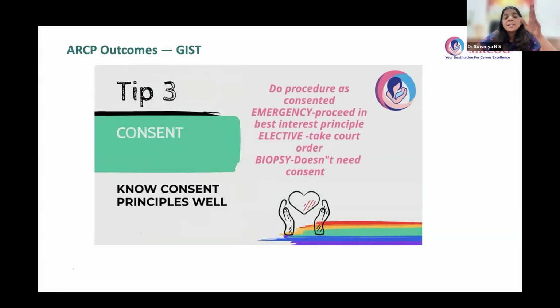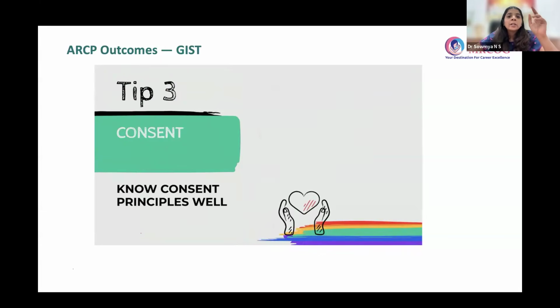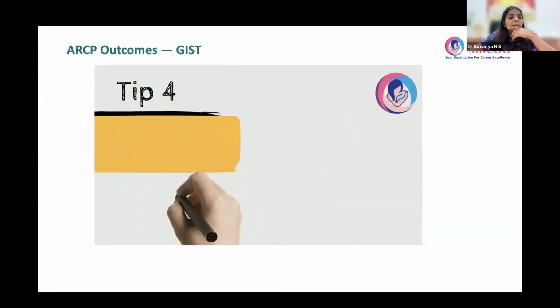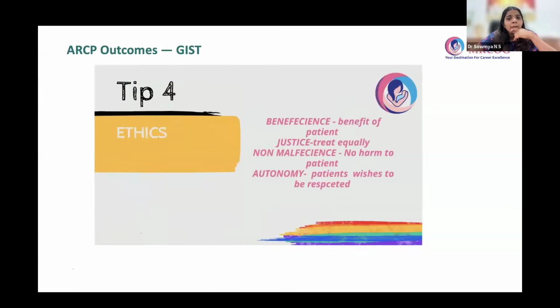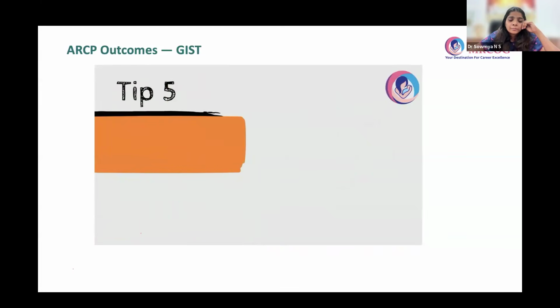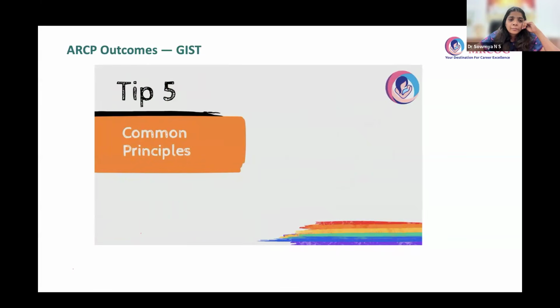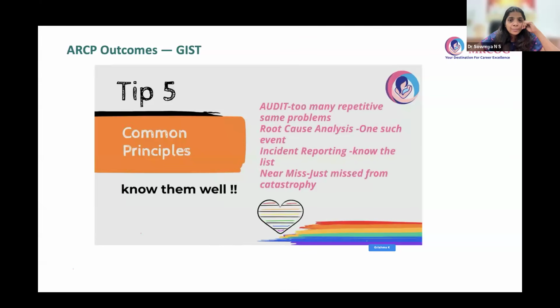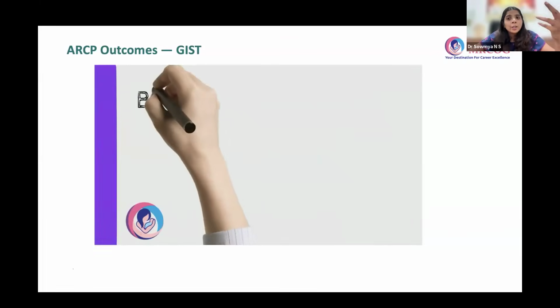These are the consent principles. Emergency: proceed in the best interest. Elective: take consent, in order. A biopsy doesn't need any additional things. The 4 pillars of ethics: beneficence, justice, non-maleficence, autonomy. And I think the last one is common principles. Audit: too many cases. Root cause: single. Incident reporting: know the list.